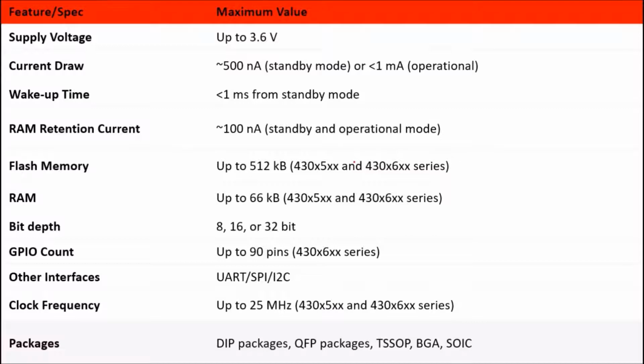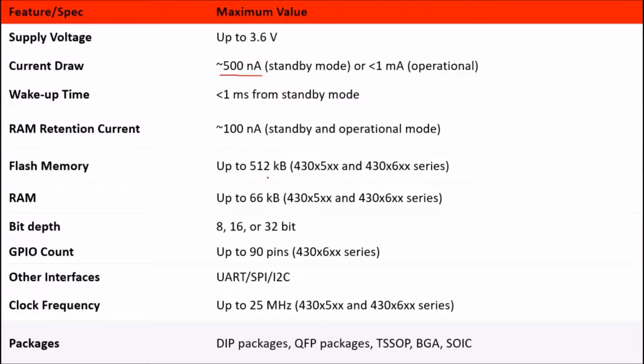These are the typical values given for a few versions of this MSP430. Supply voltage we can use from 1.8 volt to 3.6 volt. Current draw is nearly equal to 500 nanoampere in standby mode or less than 1 milliampere in operational mode. Wake up time is less than 1 millisecond from standby mode. RAM retention current is nearly equal to 100 nanoampere.